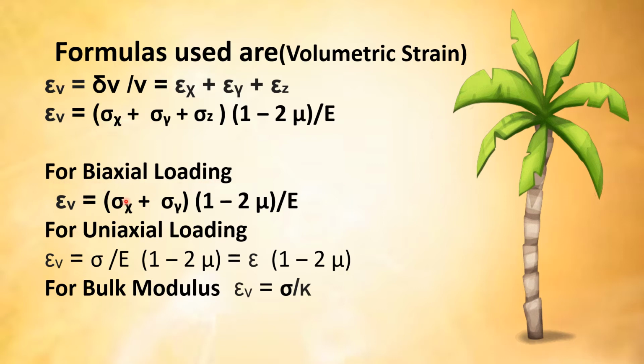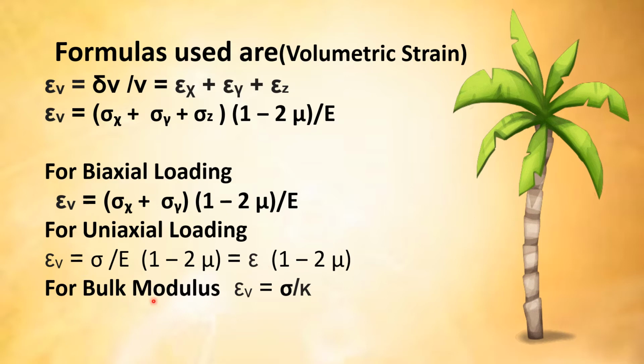For biaxial loading, epsilon V, volumetric strain, is equal to (sigma x plus sigma y) into (1 minus 2 mu) divided by E. Here we substitute sigma z as 0 and we get this formula. For uniaxial loading, sigma y and sigma z become 0 and sigma x will become sigma. So volumetric strain epsilon V is equal to sigma divided by E into (1 minus 2 mu). Sigma upon E can be written as linear strain epsilon, so it is equal to epsilon into (1 minus 2 mu). So if we know sigma, we'll use this formula. If we know the linear strain, then we will be using this formula.